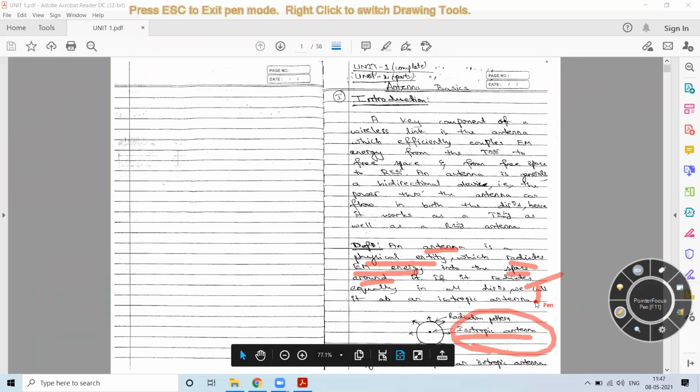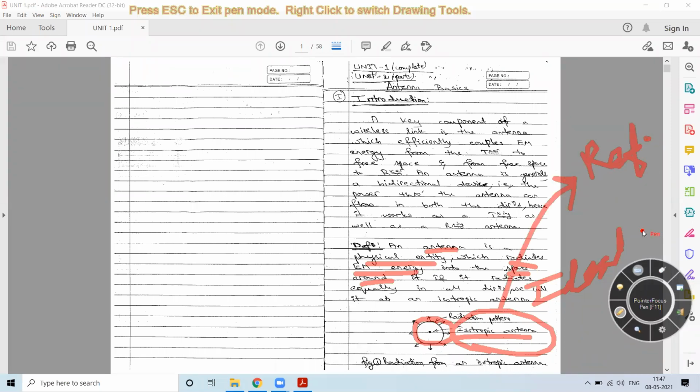Isotropic is an ideal antenna. Practically, we don't have any antenna which radiates equally in all directions. So therefore, what we consider is that the isotropic antenna is the reference point.